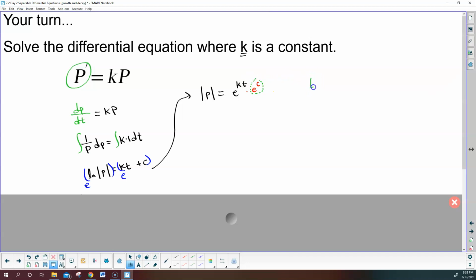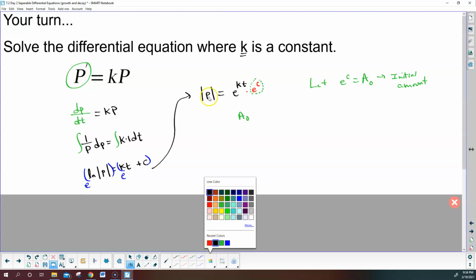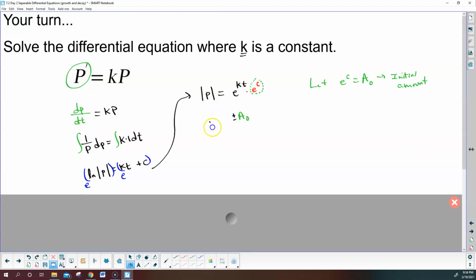But e to the c, what if I let e to the c equal a? And what does that mean? I might even call it a of 0. That means it's the initial amount of substance or whatever we're talking about present. So watch what happens if I rewrite this and I call e to the c a of 0. Now the absolute value is going to just put a plus minus out here. So p is equal to the absolute value of a of 0 times e to the kt.